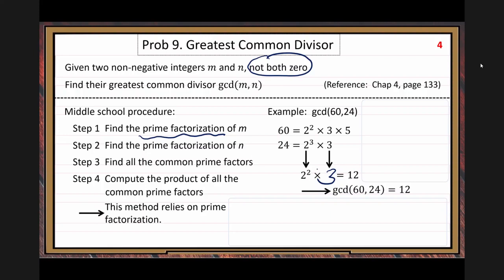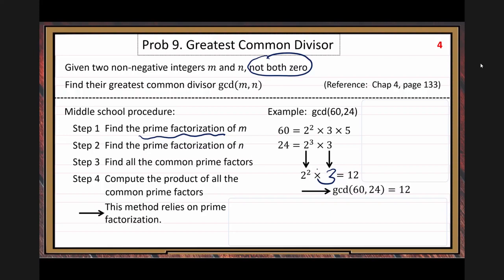Can we take this method to calculate the GCD for any given two positive integers m and n? For any given positive integers m and n, can we use this way to calculate the GCD of m and n? That's the question.